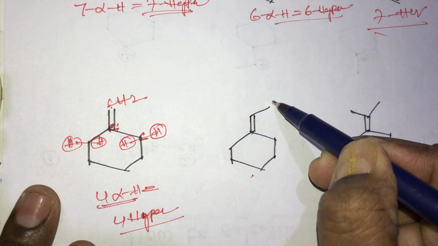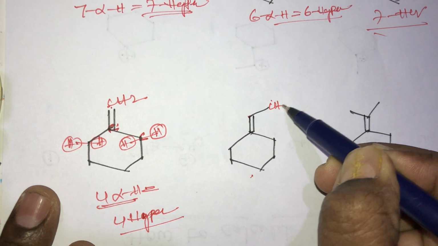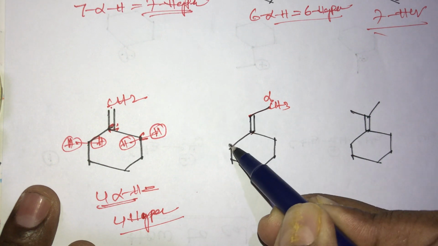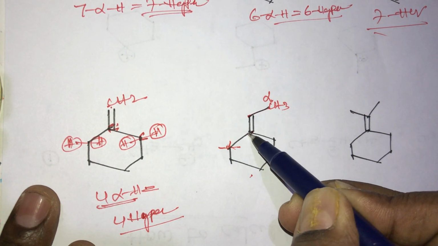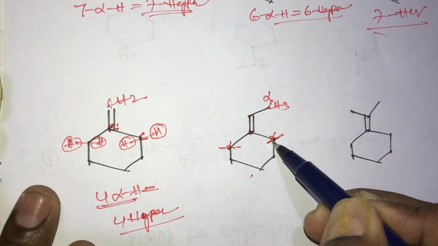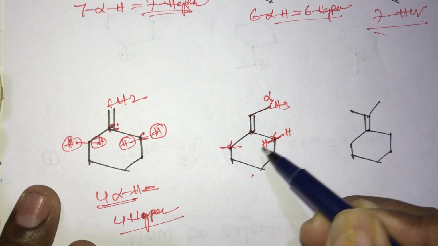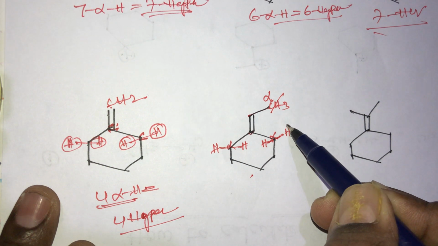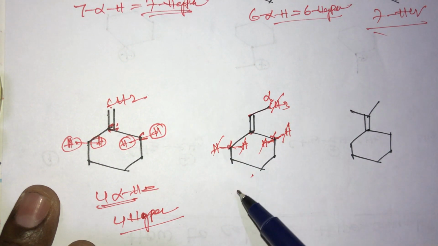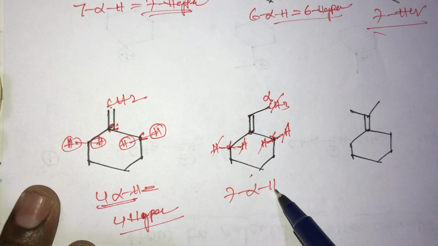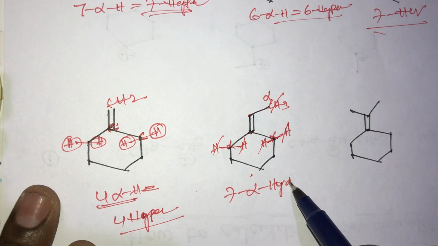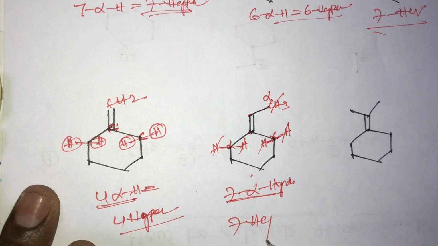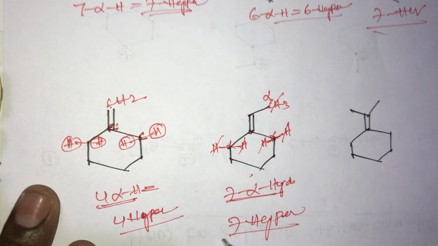And what about the second example here? How many hyperconjugates are there? The carbon next to the double bond, this CH3 group, is an alpha carbon. The carbon next to this double bond is an alpha carbon, and this is also an alpha carbon. This alpha carbon has 2 alpha hydrogens, here also 2, here also 2. Total 3 plus 4, 3, 4, 5, 6, 7. 7 alpha hydrogens are present. These 7 alpha hydrogens equal 7 hyperconjugates. The second compound has 7 hyperconjugates.